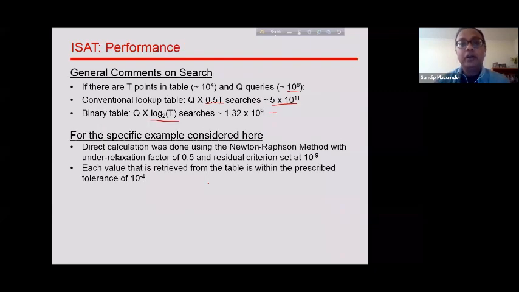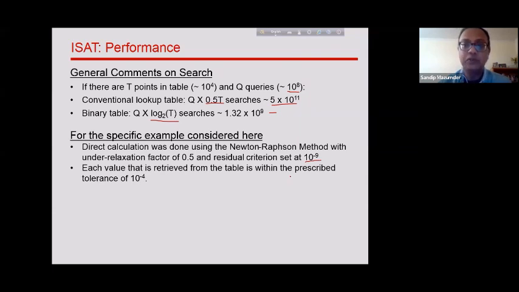All right, so for the specific example that I considered here, the direct calculations, I just want to mention, were done with the Newton-Raphson method with an under relaxation factor of 0.5, and I simply used that because sometimes the Newton-Raphson method doesn't want to converge if you use an under relaxation of 1 exactly. So just to be safe, because we are doing so many calculations, I used an under relaxation factor, and I set the residual to 10 to the minus 9.